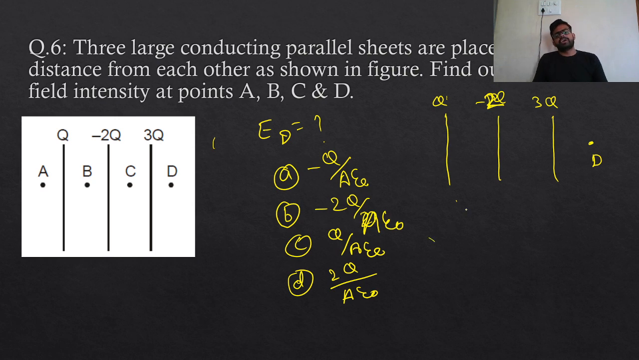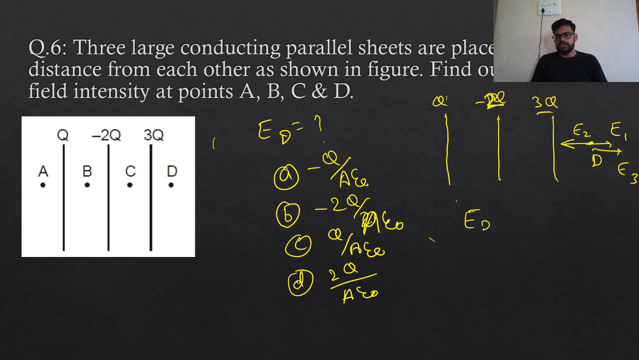So let us check what the answer is. At first, because of this first plate, the field is away from the plate. So E1 will be in this positive direction. Next, because of this second plate, this is minus 2q charge, so it is towards the plate, like this. And third, 3q, so it will be away from the plate. That is, E3 will be in this direction. So E1, E2 and E3 I have represented.